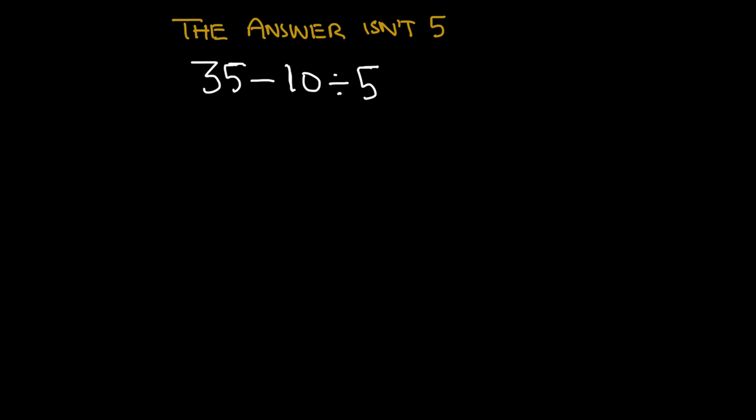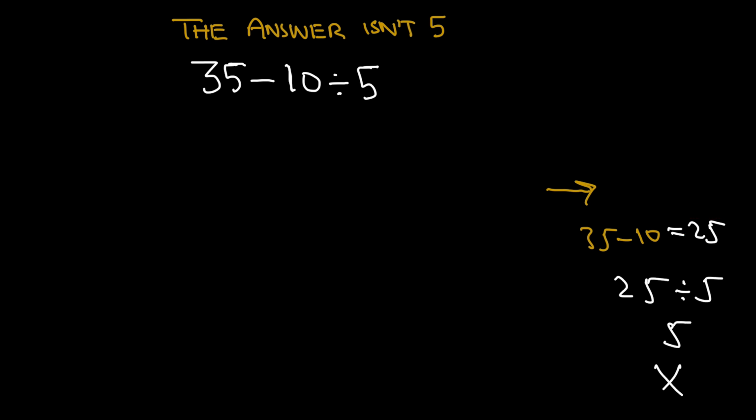So first of all, let us look at the wrong way. We simplify from left to right. 35 minus 10 is 25. Then 25 divided by 5 gives 5. So this is the wrong way.